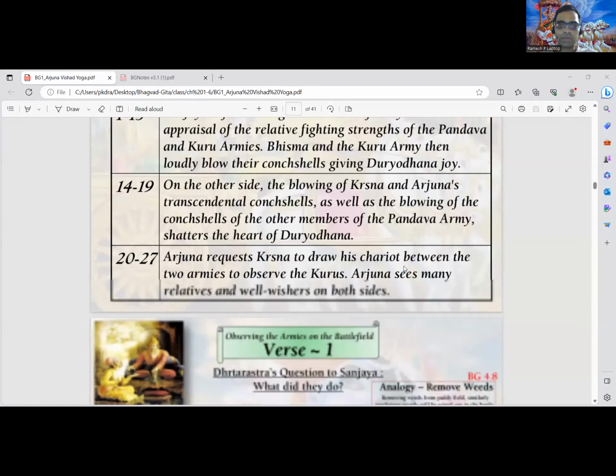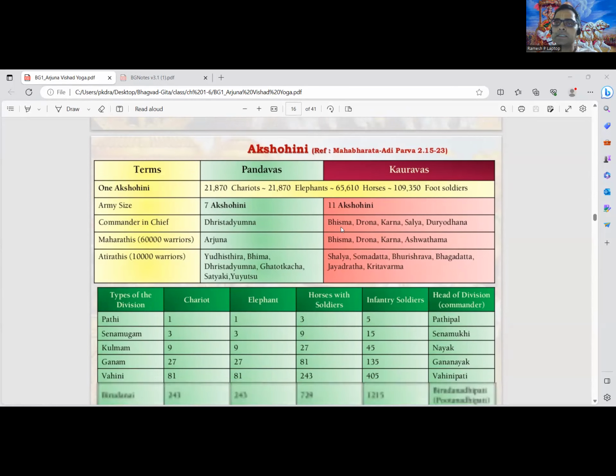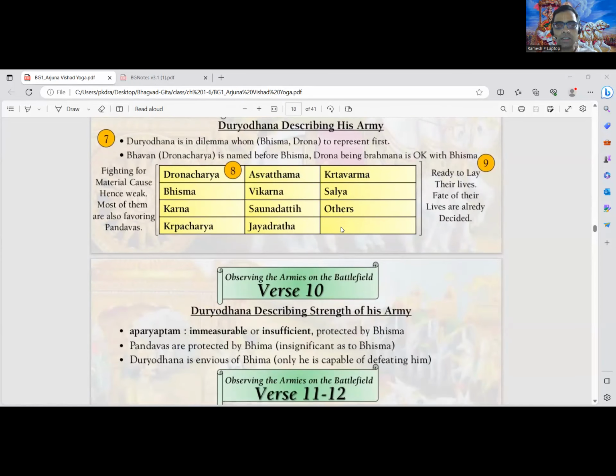If you look at the Senas and all those things, it is very detailed, but the army size of the Pandavas was 7 Akshauhini and the Kauravas had 11. And the commander-in-chief was only Drishtadyumna, but here we have so many. So strength-wise, army-wise, the Kauravas had more strength. That is what he says: we have an immeasurable and insufficient army, and it is protected by Bhishma.